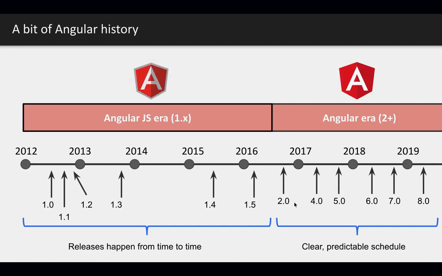Now they do a +1 of the major version number every 6 months. So 2, 4, 5, 6, 7, 8, and 9 is happening within the next few weeks. And then 6 months later, we're going to get Angular 10, 6 months later, Angular 11.